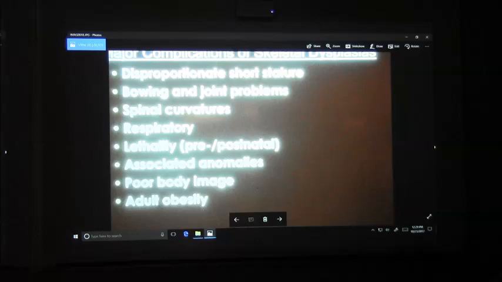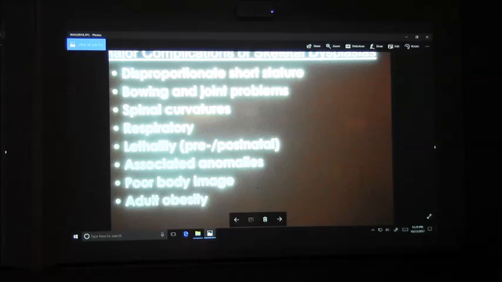Major complications of skeletal dysplasias. We've talked about some of them, and we're talking about disproportionate. Bowing and joint problems are almost a given in individuals with skeletal dysplasias, eventually, assuming that they otherwise have a normal lifespan. Many will develop spinal curvatures, and these spinal curvatures can be present at birth, may not be present for the first 10 years of life, and become quite dramatic later in the second decade.